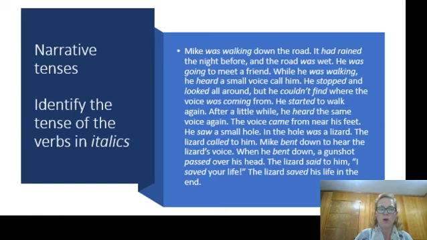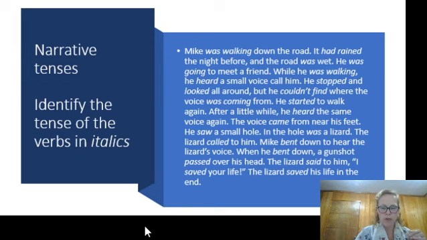He saw a small hole. In the hole was a lizard. The lizard called to him. Mike bent down to hear the lizard's voice. When he bent down, a gunshot passed over his head. The lizard said to him, "I saved your life." The lizard saved his life in the end.